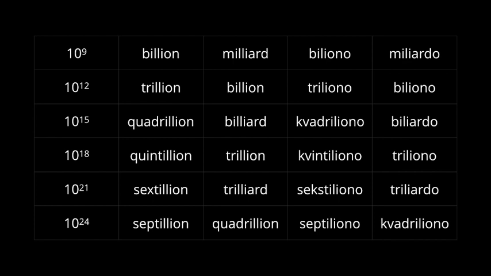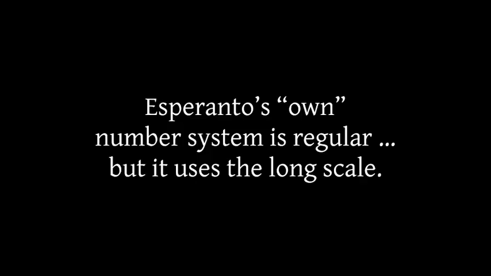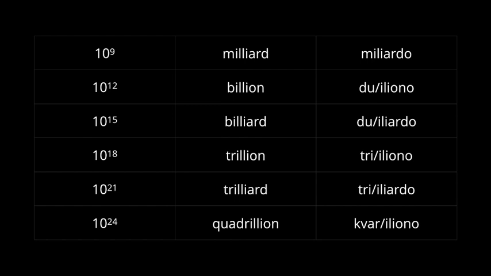This is kind of confusing. Surely Esperanto would like to make this regular. It does. But unfortunately for Americans, it uses the long scale. So 10 to the power of 9 in Esperanto is properly a miliardo. You could say milionoj, but it's a miliardo.